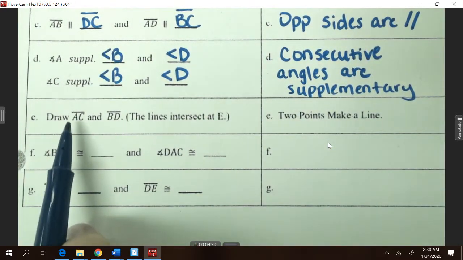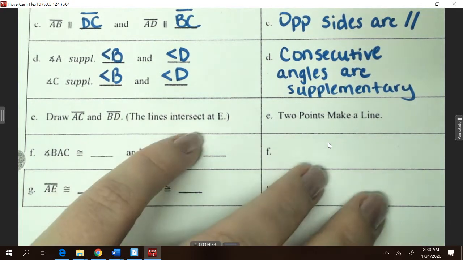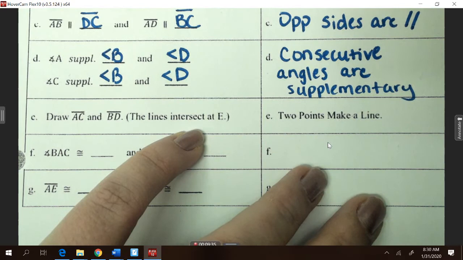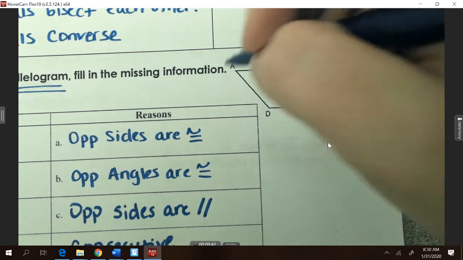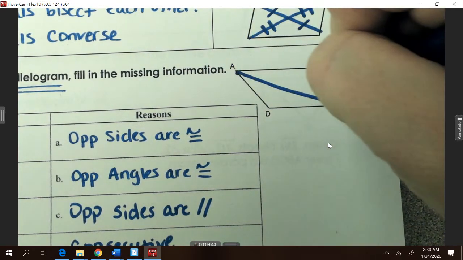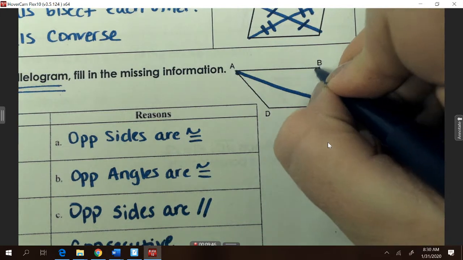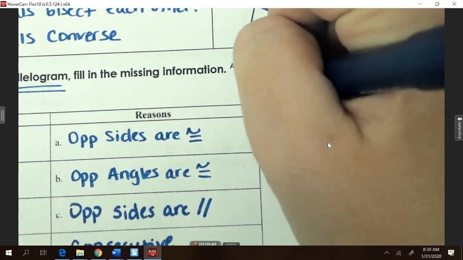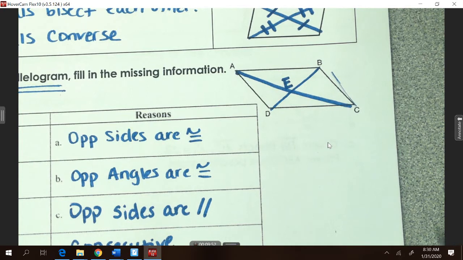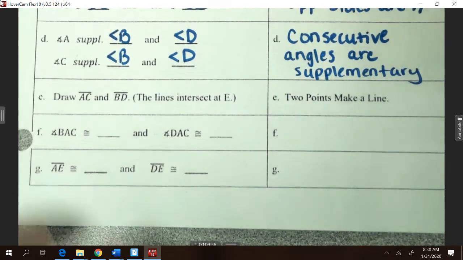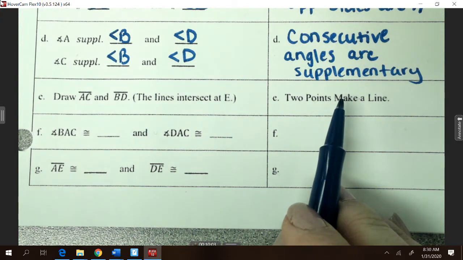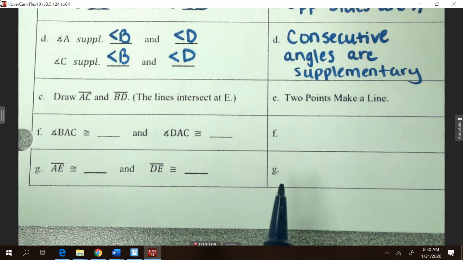Then it says draw AC and BD. The lines intersect at E. So I'm going to go over to my picture here and I'm going to draw in those line segments. So I'm going to draw a line segment AC, and I'm going to draw a line segment BD, and I'm going to make them intersect at E. Now what reason could I make for that? That's kind of a weird reason. You see that it just says two points make a line. So basically we just connected the two points, right? And any two points make a line. Okay, fill that in. That one was kind of weird.